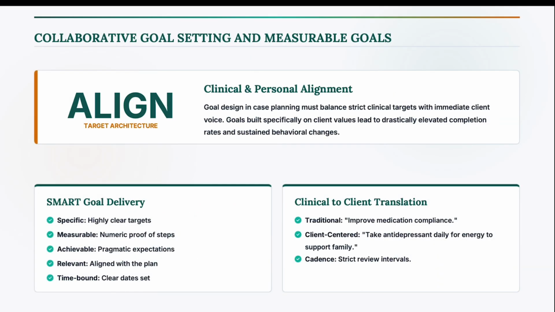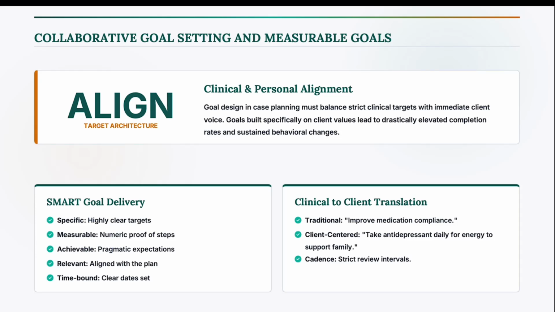Now let's talk about goals. Measurable goals in social work case planning must balance clinical appropriateness with client autonomy. Here's the critical insight. Goals aligned with client values produce higher completion rates and sustained behavior change. This is where the SMART framework comes in. Specific, measurable, achievable, relevant, and time-bound.